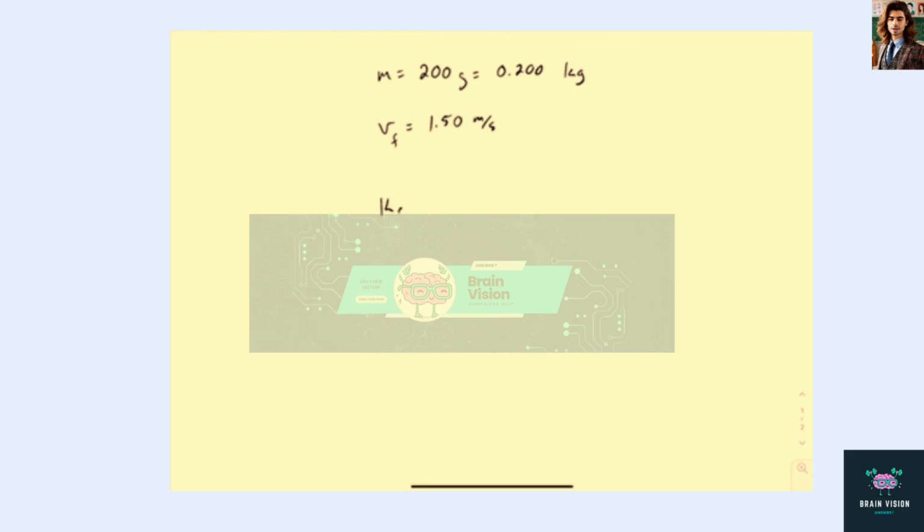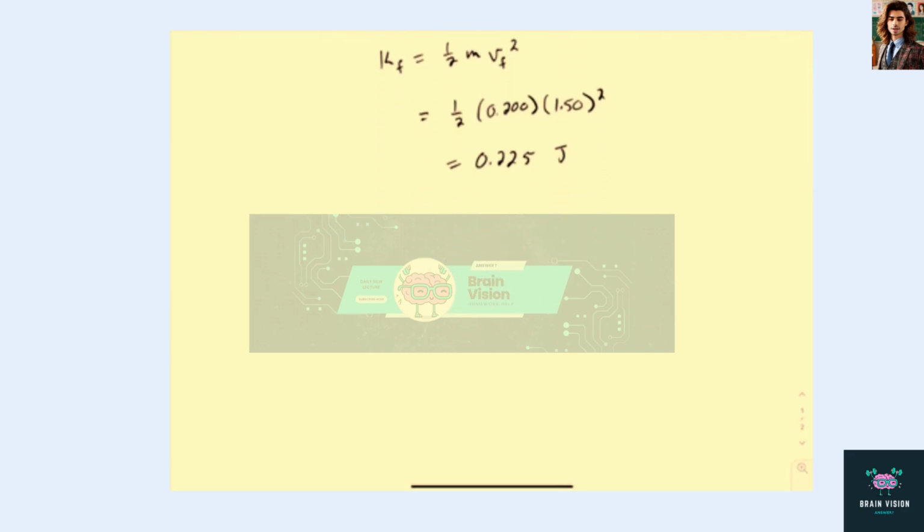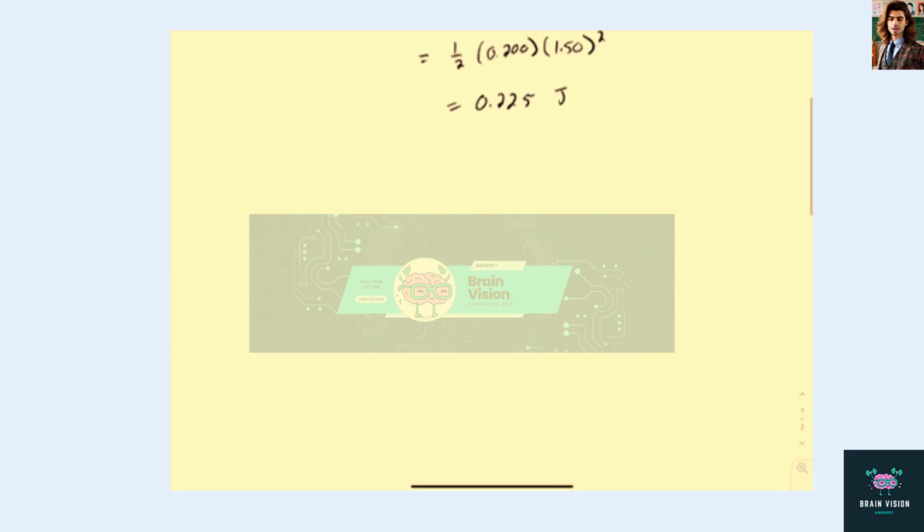So the kinetic energy, it's also the final kinetic energy, is 1/2 times m v final squared, which is 1/2 times 0.2 times 1.5 squared, and that's 0.225 joules.